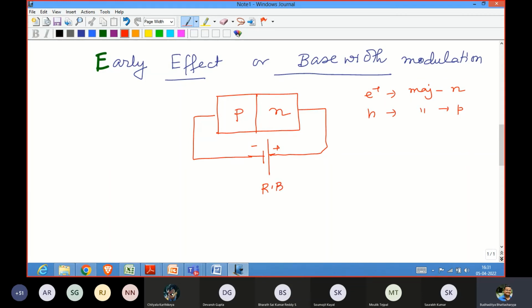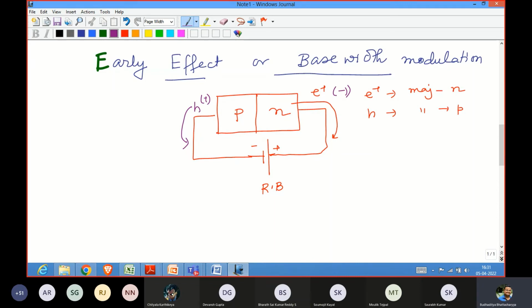biased, suppose this is reverse biased, and the way we are reverse biasing is that the majority of the electrons which are there in the N side will be attracted towards the positive terminal, and so electrons are attracted like this, whereas the holes will be attracted towards the negative terminal, because holes are positive and electrons are negative. So this is how the reverse biasing works.